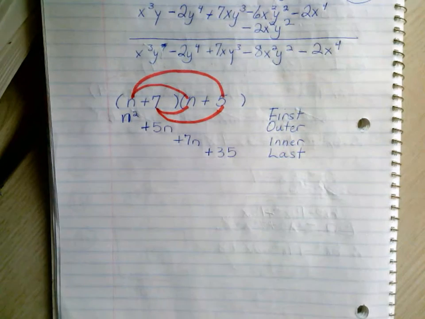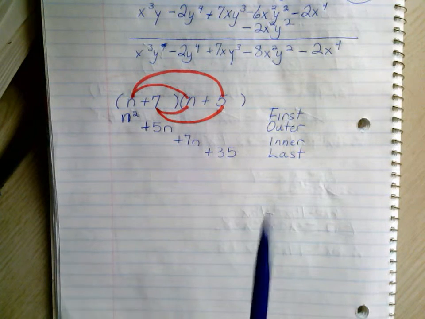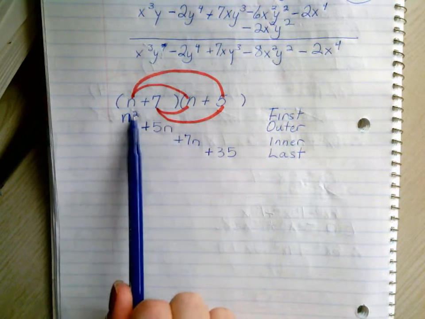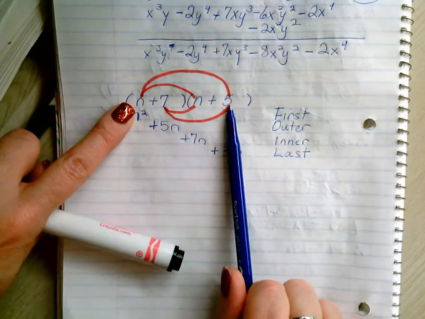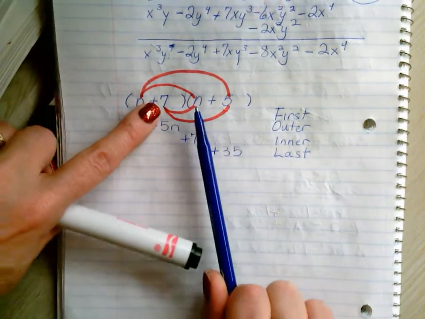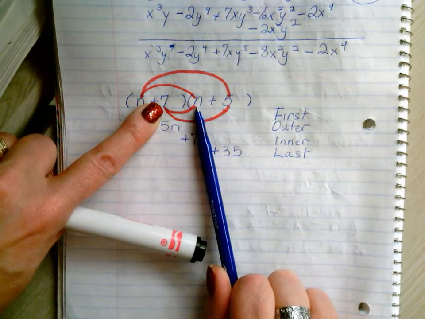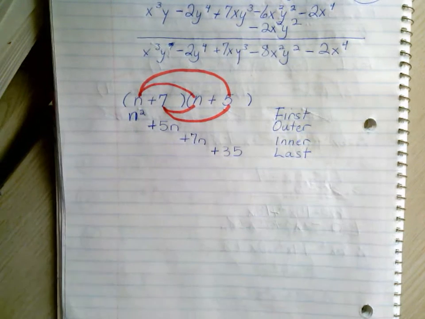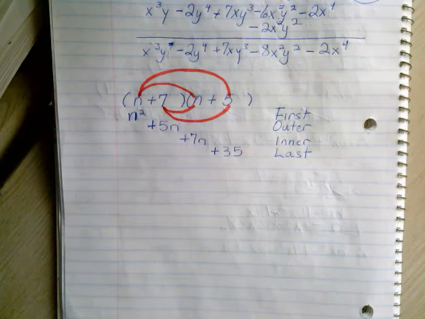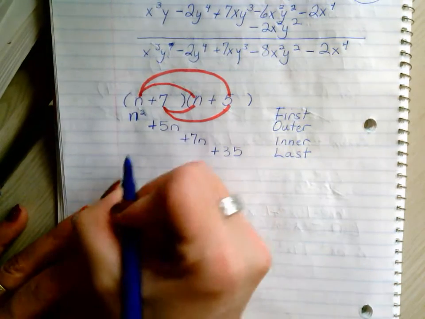So the way I listed it is the result. Okay? The result of multiplying the first 2 was n squared. The result of multiplying the outer 2 was 5n. The result of multiplying the inner 2 was 7n. And the result of multiplying the last 2 was 35. Okay? FOIL. First, outside, inside, last. Then you add all that together.